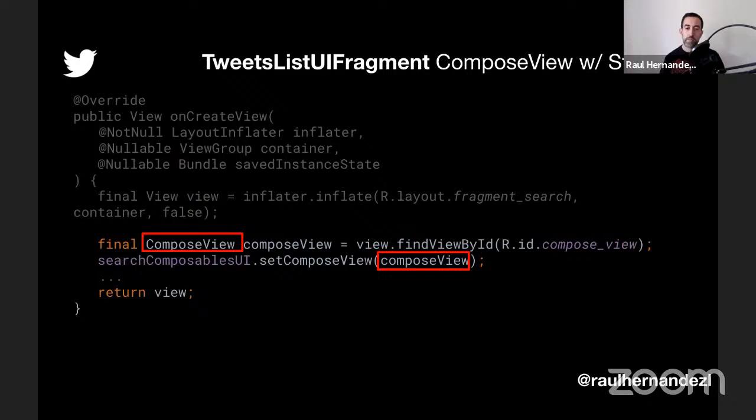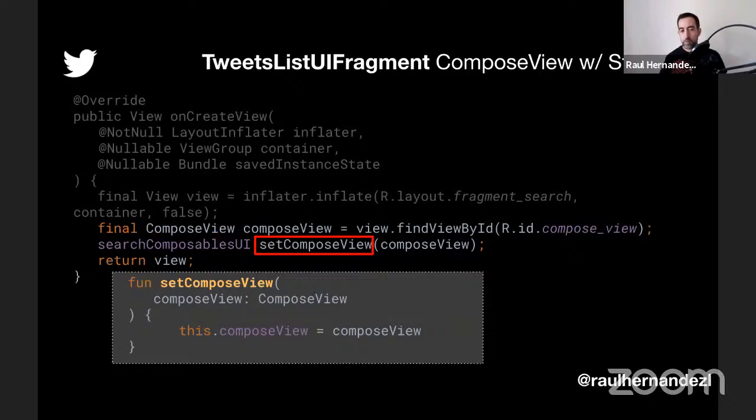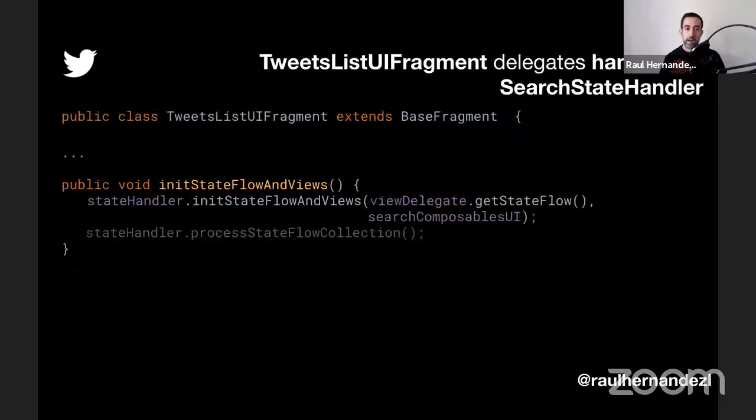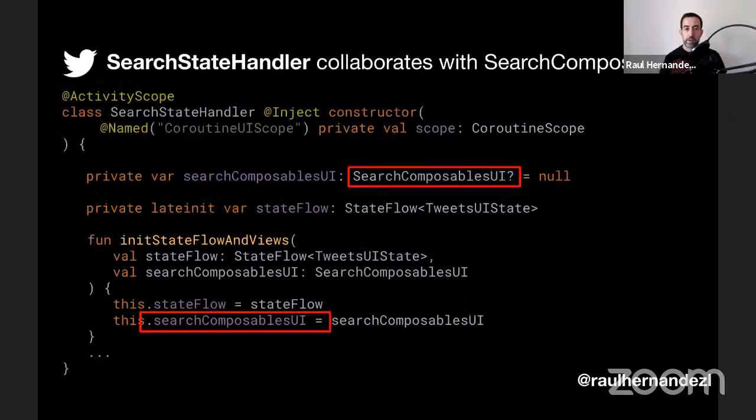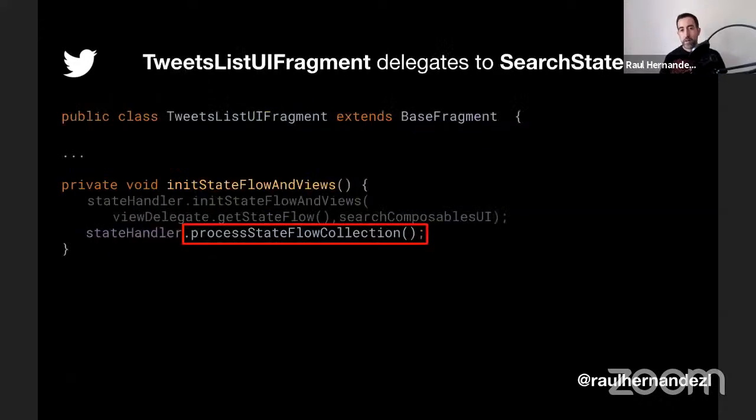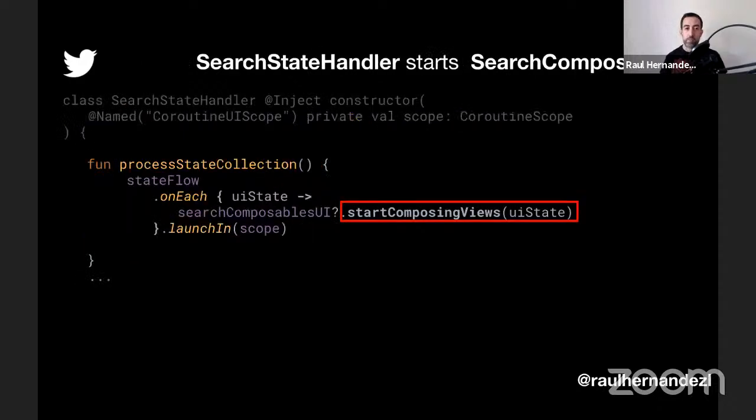So basically, I included this reference and I passed this into my search composables UI to play with. So basically something like that. And now I'm going to initialize also my state handler with the state flow and injecting this composables UI inside. Because I did that, we have those over there, so we can start playing with the different things and features that we have. So basically the handler is going to be doing this task for us. And then processing that. So that means that into the process, we're going to do the same. So basically into a particular state, in this stream, we're going to start composing the views belonging to this UI state.